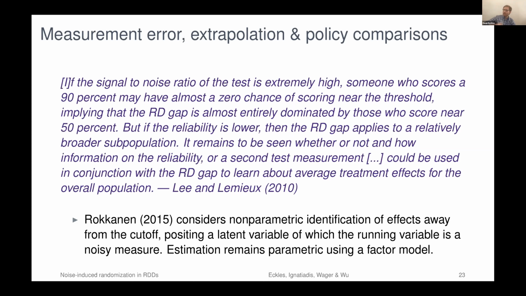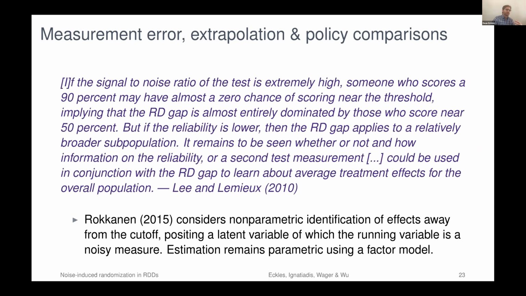The one paper that actually tries to exploit the notion of measurement error is this working paper by Rokkanen, who considers non-parametric identification of effects away from the cutoff, and does this by positing some latent variable of which the running variable, or actually multiple running variables, are a noisy measure. However, in that setup, estimation remains parametric and uses a factor model. So we're going to really try to drive through from positing this measurement error all the way through estimation and inference based on that knowledge of the measurement error.